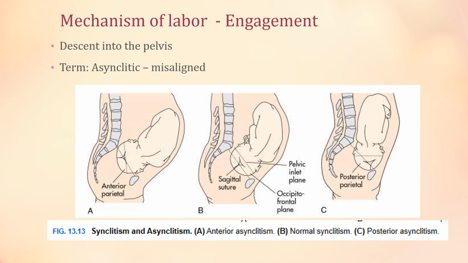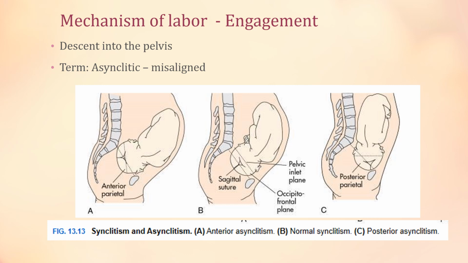Okay, in labor, there is what we refer to as the mechanism of labor, and that is a series of events that occur as the baby is traveling down through the pelvis and the birth canal. So the very first one is engagement. We've talked about that a few times. It's when the baby descends into the pelvis.